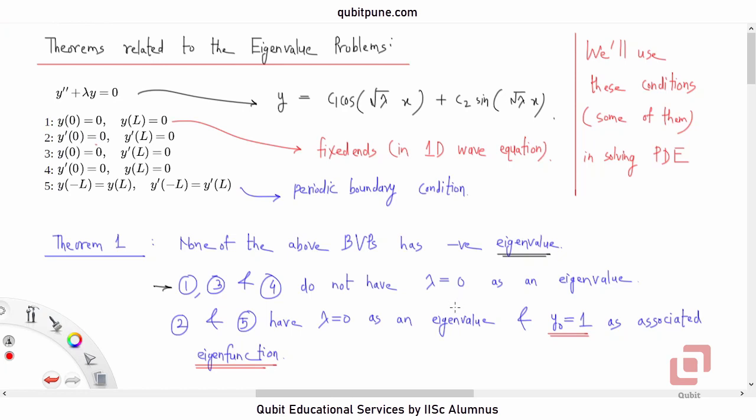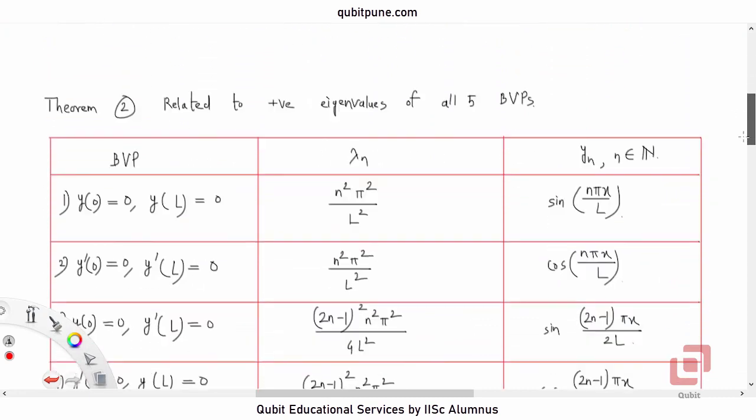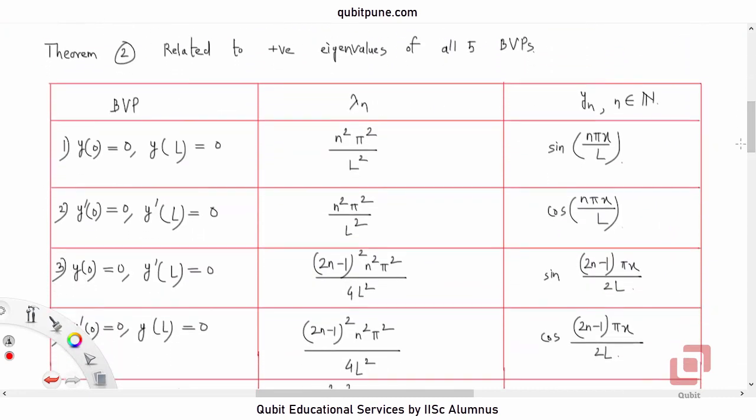Okay, so now we will talk about positive eigenvalues, because none of them has a negative eigenvalue. Some of them do have lambda equal to 0 as an eigenvalue and some of the remaining ones don't. So do they have positive eigenvalues? If yes, what are they? That will be answered by the second theorem. I have prepared a table here. You can prove any two for yourself, because we don't really have time to prove each one of them, but the theorems are very easy to prove.